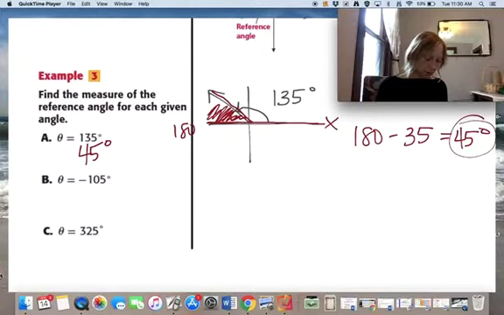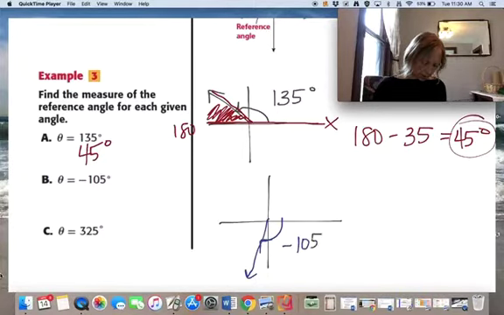All right, let's look at letter B. We're going to draw that negative 105 degree angle. So we're going to go down 90 and a little bit more. So there's my negative 105.